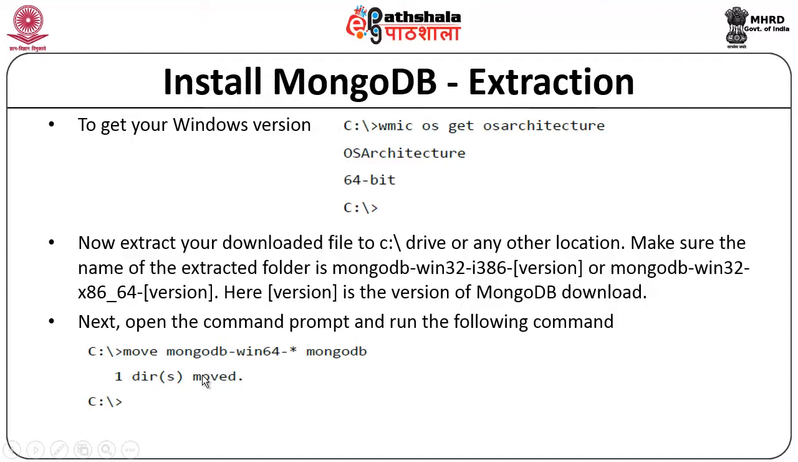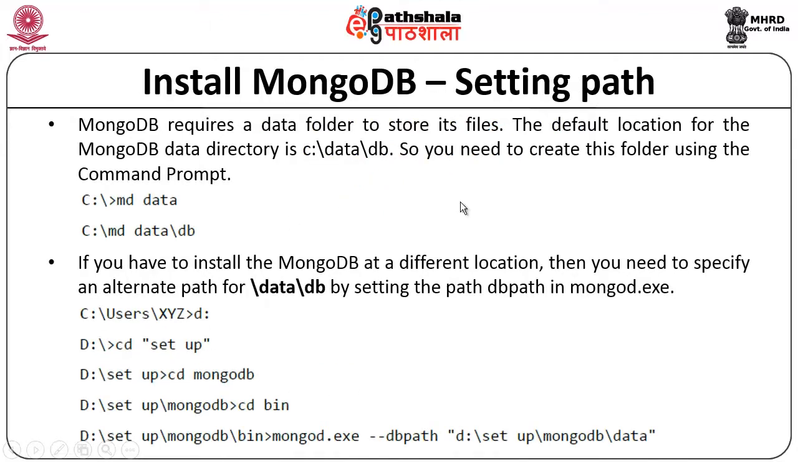The next thing you should do is download the respective MongoDB version, and then install it into your drive. The command to extract the downloaded MongoDB file is move MongoDB Win64 if it is going to be a 64-bit version, else it will be Win32. Now, one directory will be extracted and placed into the respective folder. Having extracted, next you should set the path.